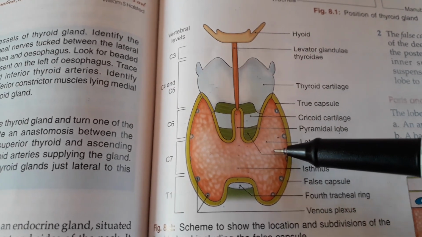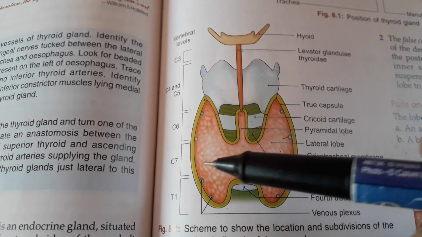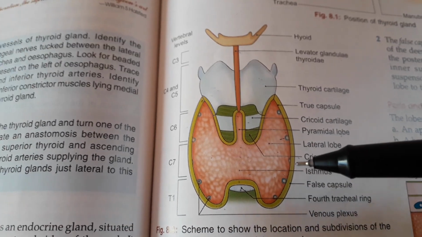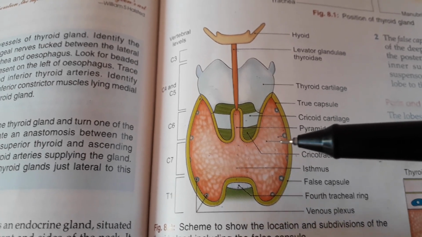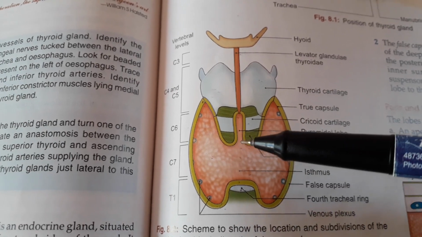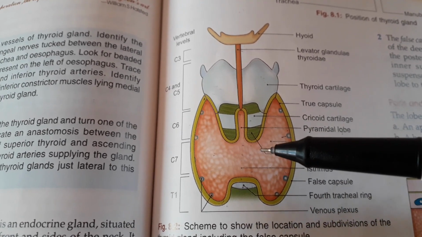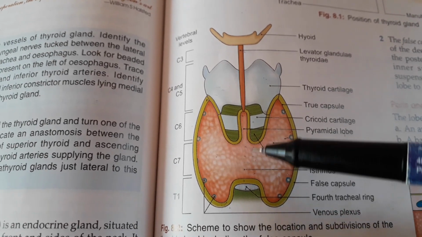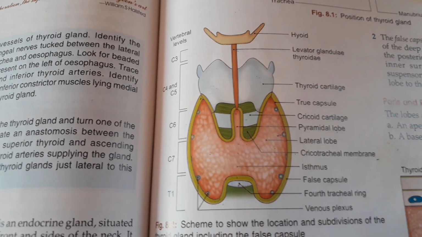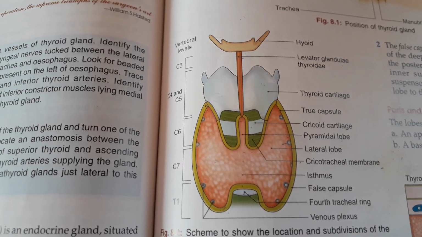And then I will tell you the measurements of this gland. It is the smallest gland and measures 5 cm in length, 2.5 cm in breadth and 2.5 cm in thickness, and weighs about 25 gram. And the isthmus part measures about 1.2 cm in length and in breadth.